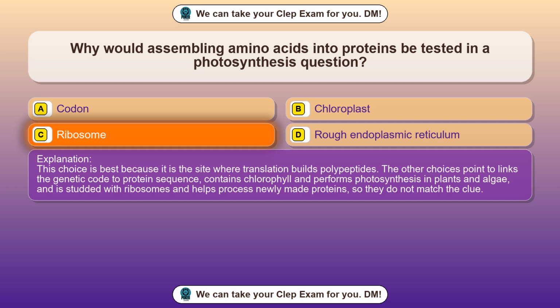This choice is best because it is the site where translation builds polypeptides. The other choices point to links the genetic code to protein sequence, contains chlorophyll and performs photosynthesis in plants and algae, and is studded with ribosomes and helps process newly made proteins, so they do not match the clue.